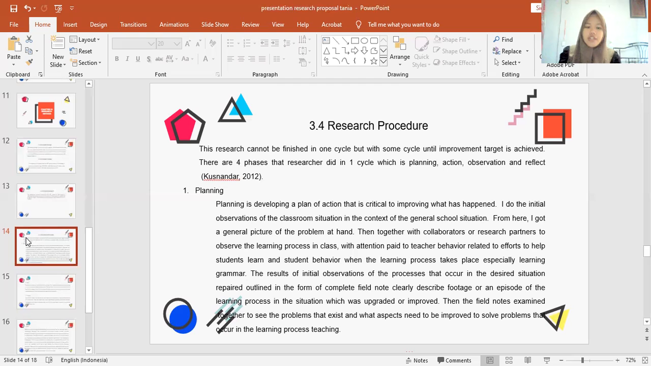The results of the initial observation of the processes that occur in the desired situation are required to be outlined in the form of complete field notes, clearly describing footage or an episode of the learning process in the situation to be upgraded or improved. Then the field notes are examined together to see the problems that exist and what aspects need to be improved to solve problems that occur in the teaching and learning process.